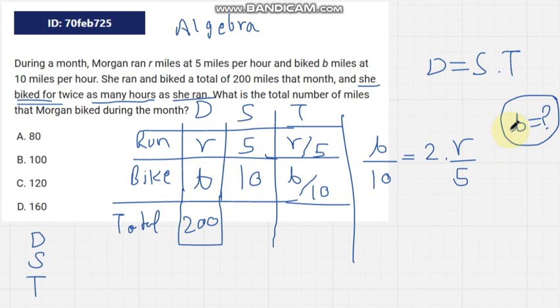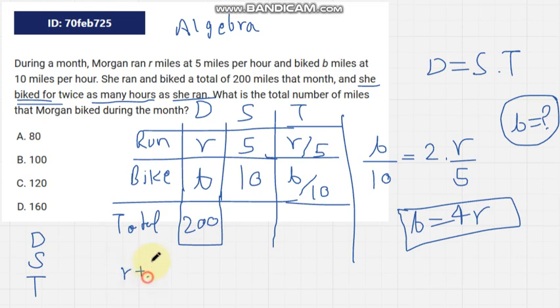Well, we have a few pieces of information. We need to find b. The first relationship between b and r is this. Let me simplify it. I can write b equals 4r. That's my conclusion from the second piece of information. The first information is that r plus b is 200. Now I need to find b, so I need to isolate r. The r is b over 4.